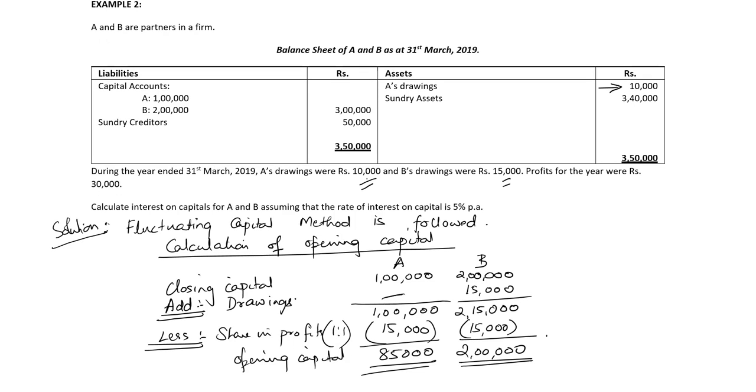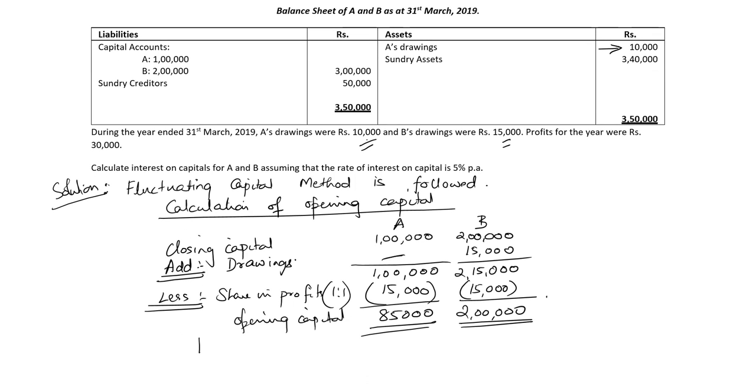We'll go ahead and calculate the interest on capital at 5% per annum. It's 85,000 into 5 by 100, which is equal to 4,250 rupees for A, and for B it's 2 lakh into 5 divided by 100, which is equal to rupees 10,000 for B.